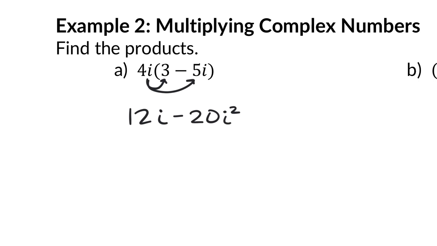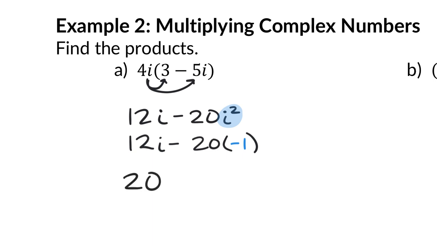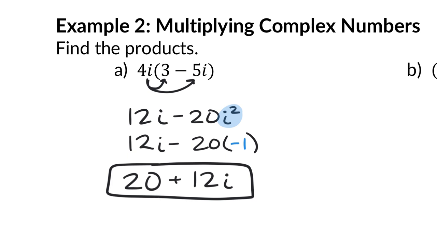However, your spidey senses should be tingling, because what did we learn today that we can change i squared to? -1. So when we come down here to show our next line of work, it would be 12i minus 20 times -1, which changes the sign of 20. So when we write this answer, it should be 20 plus 12i, because -20 times -1 is positive. We generally put the real part first and the imaginary part second. It's not wrong technically if you write 12i plus 20, but I don't like it. So let's put the real part first and the imaginary part second. Cool?